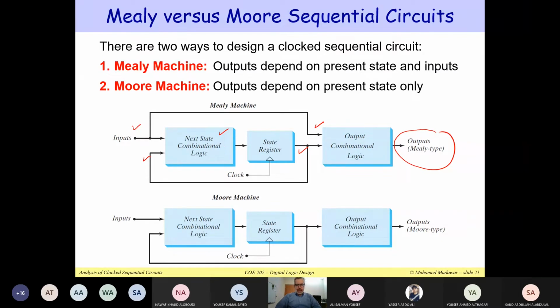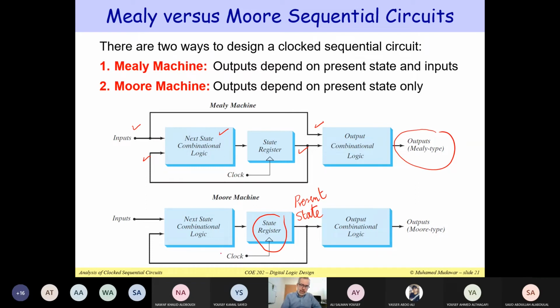So in the case of a Mealy, the output depends on the inputs as well as the present state, whereas in the case of a Moore, the output depends on the present state only, and it does not depend on the inputs. So let me write here, this is the present state. Remember that present means that this is the output of the flip-flops. This state register consists of many flip-flops, and the outputs of the flip-flops define the present state of the sequential circuit.